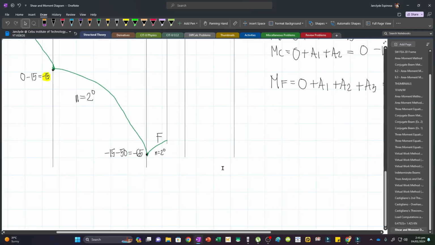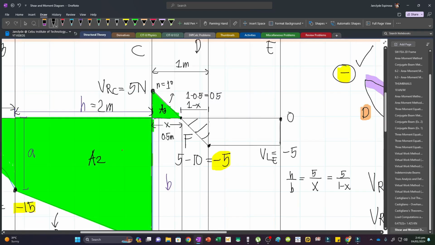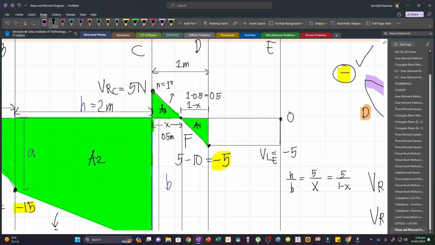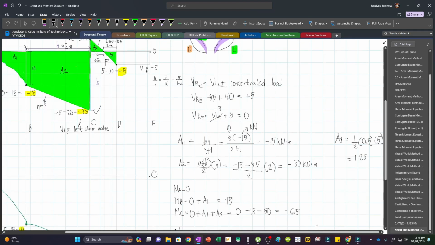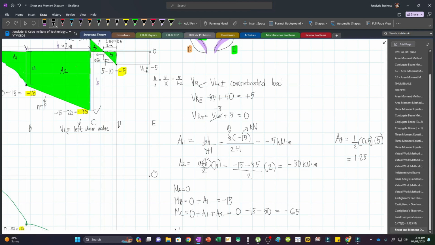Then if we compute the shear at D, we have to subtract this area. Let's say this is our area 4, which will be 1/2 times base times the height. Since these are the same triangles, A3 is equal to 1.25. However, it's negative because it's below the 0 line, so our A4 will be the same but negative: 1/2 times 0.5 times negative 5. That will give us negative 1.25.